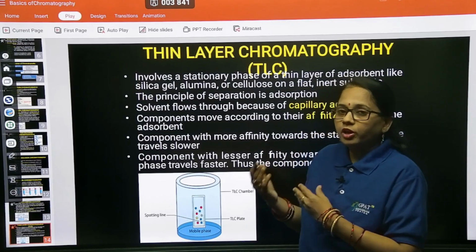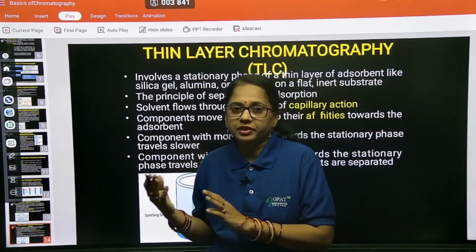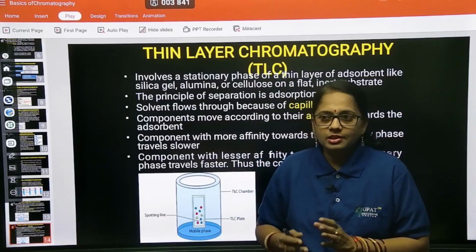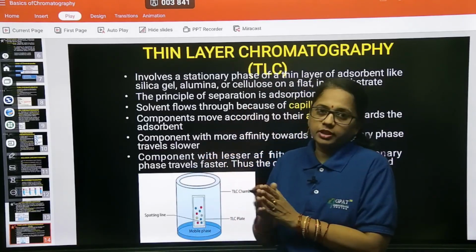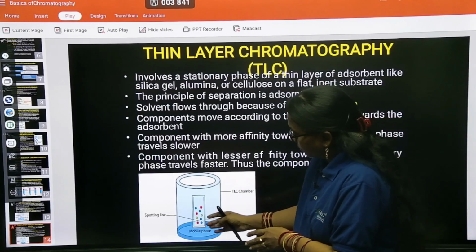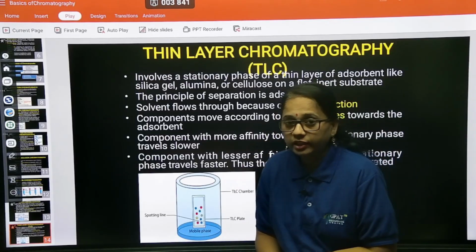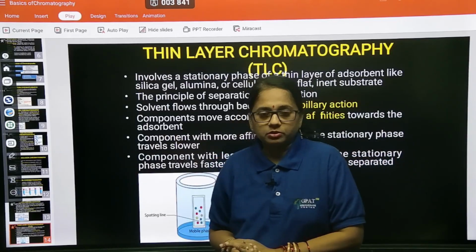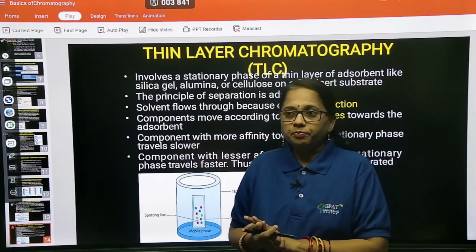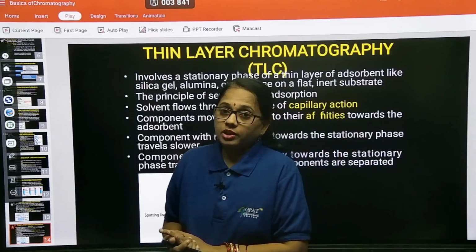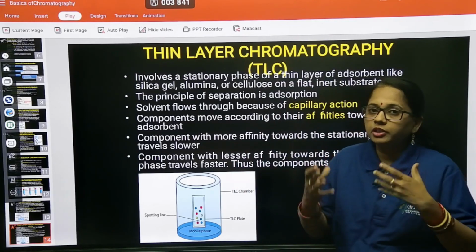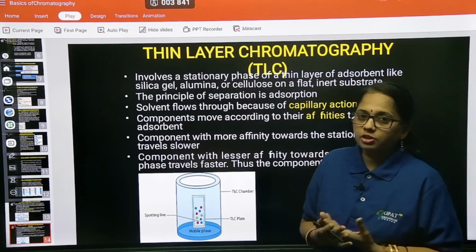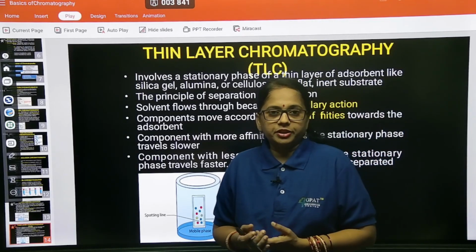If you use silica gel, it may have different grades. Silica gel G is available, F is available. F means fluorescent grade. After development of the chromatogram, you can directly take out the plate and keep it in the UV chamber. For that purpose you use silica gel F, fluorescent silica gel. Under the UV light it will fluoresce, so any fluorescent compounds, you can easily identify in the UV chamber.